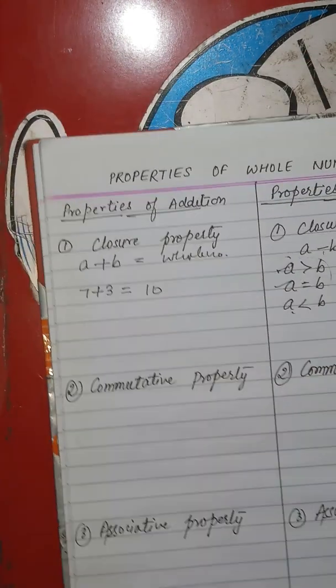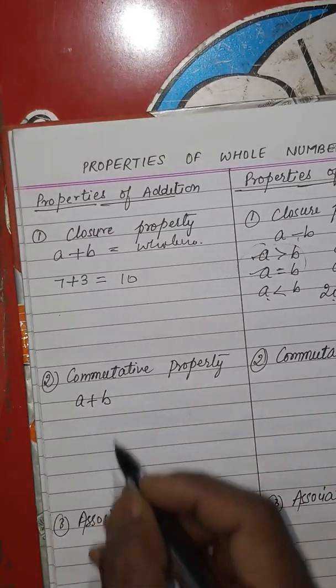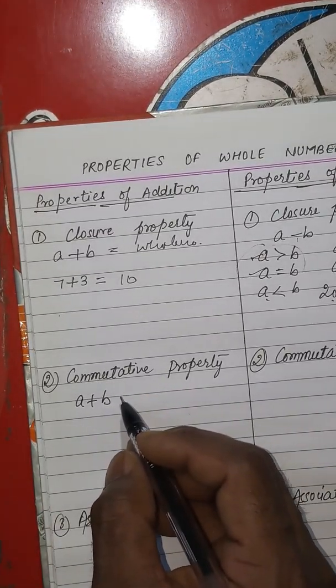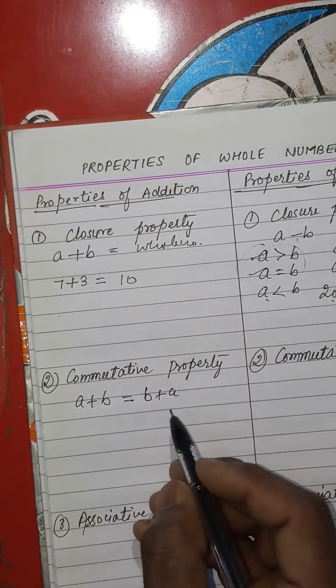Now the second property of addition is the commutative property. If A and B are two whole numbers and we add them by changing their order as well, we will get the same result.